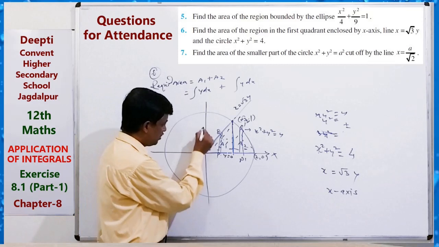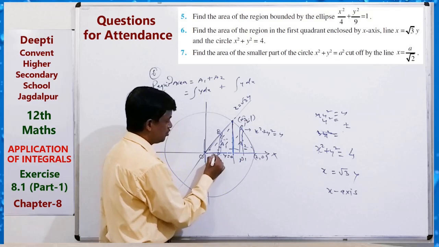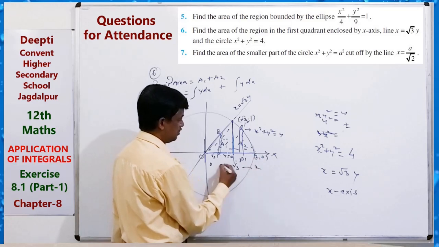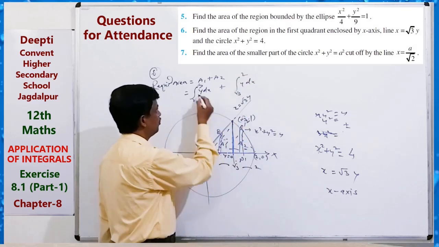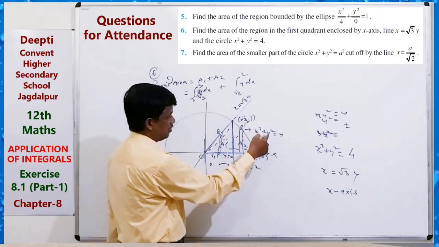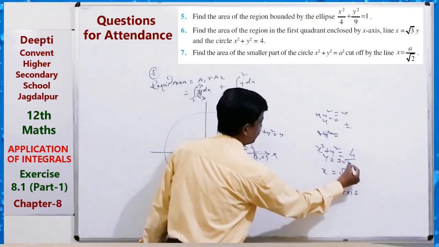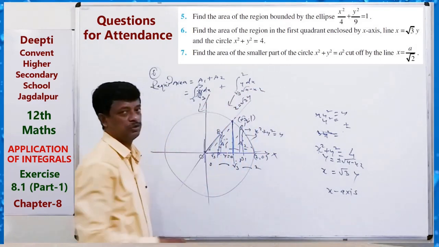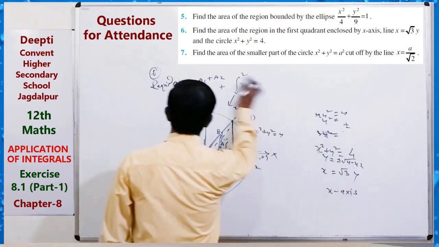So what will the limits be? For this part, from here to here, 0 to root 3, and from here to here, root 3 to 2. This is given. So 0 to root 3 and root 3 to 2. You have to solve for y from this part, this part. That is x by root 3. And here y from this part, y equals what? Plus minus root of 4 minus x square. So root of 4 minus x square. You have to solve this and this integral, both integrals. You can get the result. Clear? This is the hint for question 6.